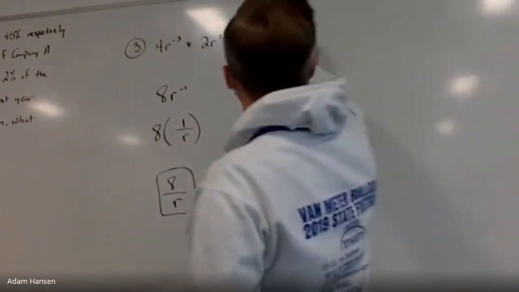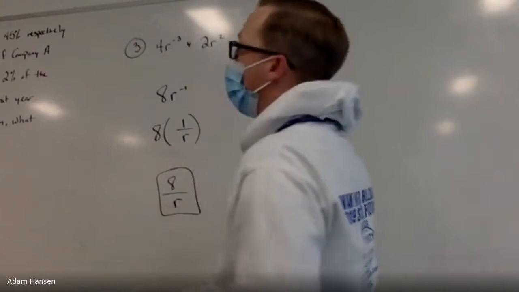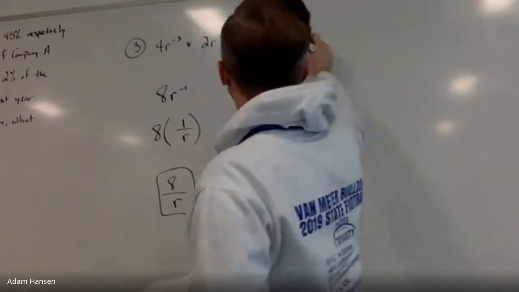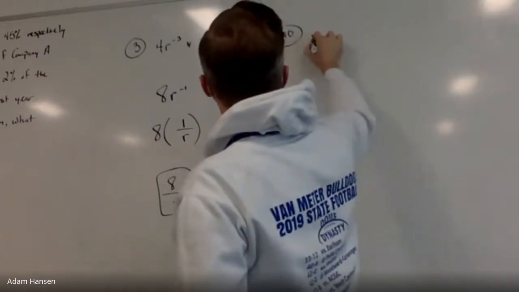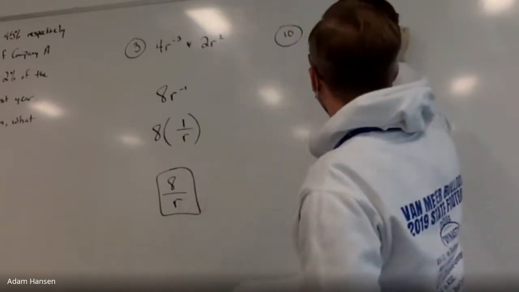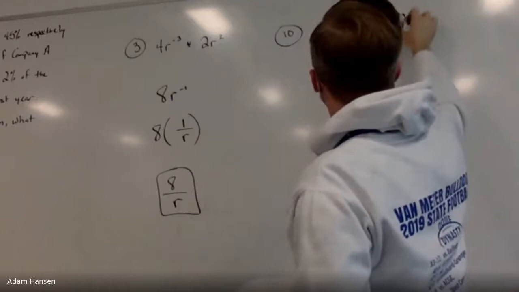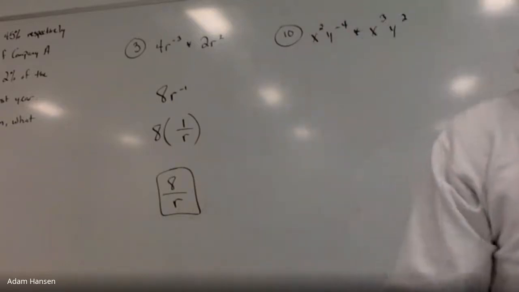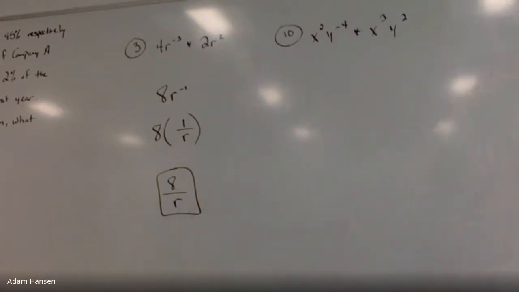How about number 10? I'm just going to skip around and try a couple that I had in mind as good examples. X squared y to the negative fourth times, how about x cubed y squared? Same concept. Multiply exponents. What do I do to the powers? I got to add them. When I multiply exponents, add them together.